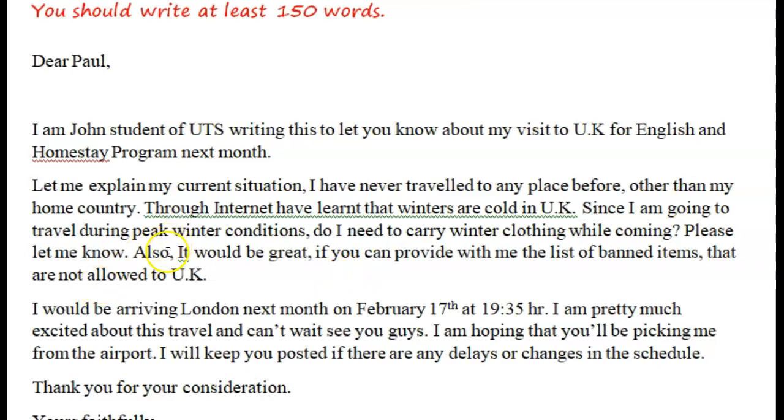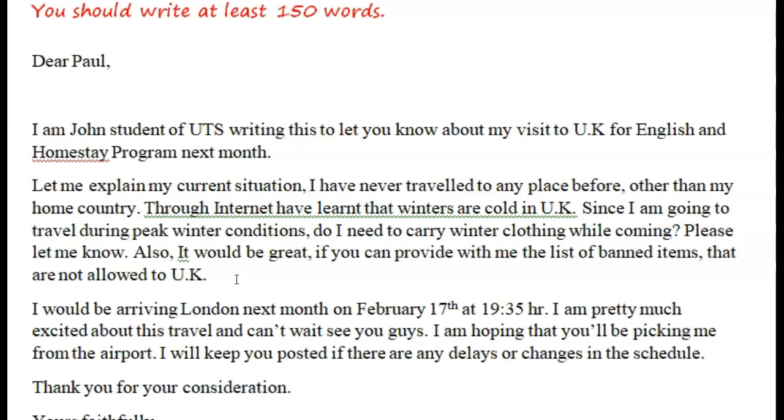All right, and then also, "it would be great, no comma here, if you could," is more polite, "if you could provide me with a list of banned items, again, no comma here, that are not allowed in the UK." Now, I got to be honest with you, I thought this was rather strange because if I were reading this, I would say, well, what kind of banned items, John? What are you concerned about? What are you thinking about bringing? So maybe you should be a little more specific here.